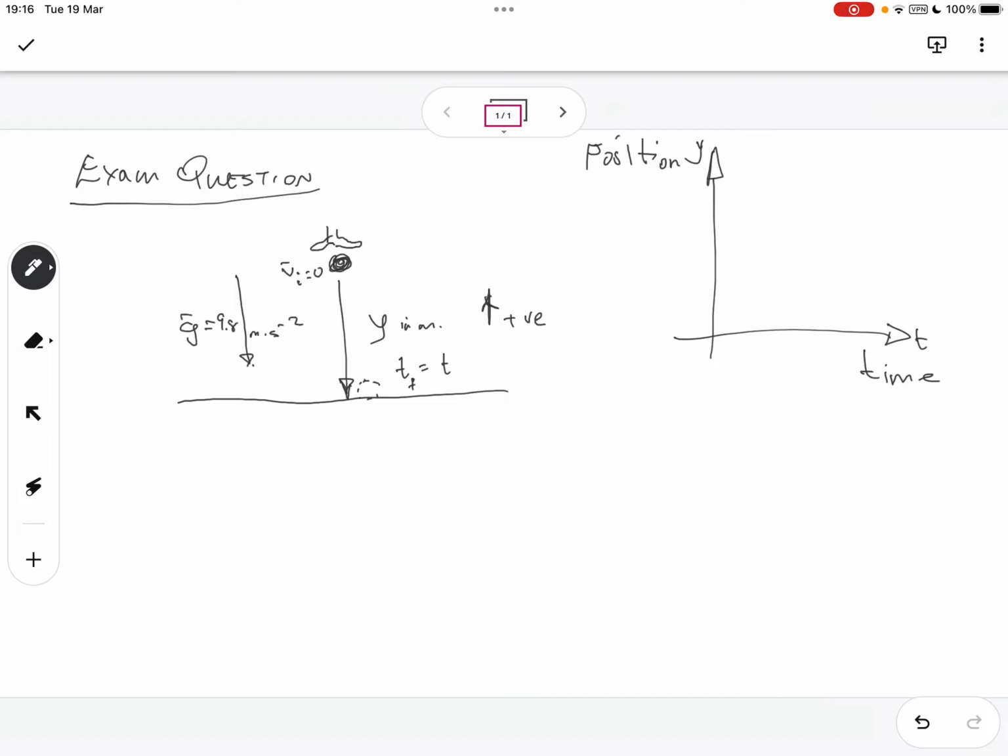Okay, the ground is the zero reference. So if the ground is the zero reference, it means that we count the height going from the ground all the way to the top. So at the top, that's y.